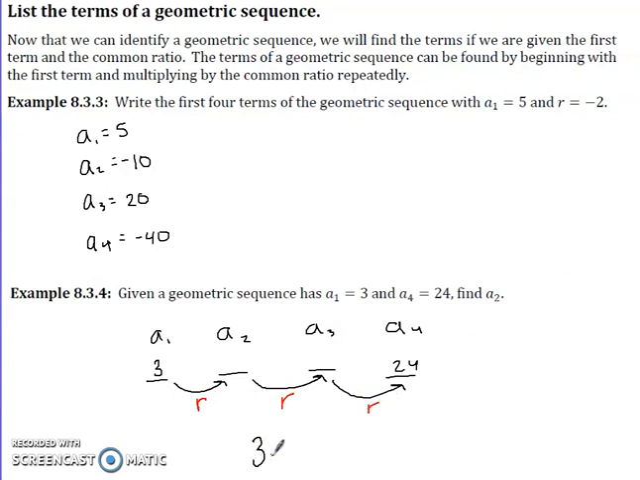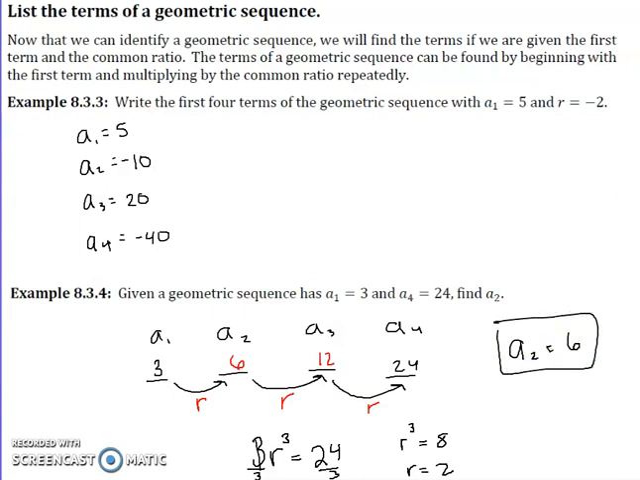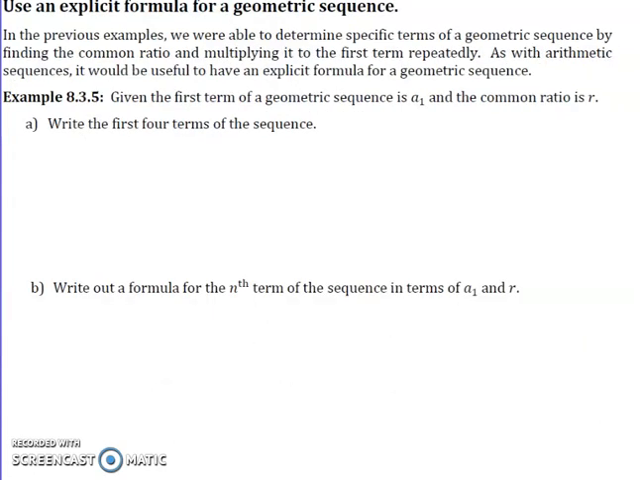So I can write the equation 3 times r to the third power is going to equal 24. And this is an equation that we can solve. I'll start by dividing by 3. So r to the third power is 8, meaning that r is going to be 2. So my common ratio is going to be 2. So 3 multiplied by 2 is 6, times 2 is 12, times 2 is 24. So sure enough, that common ratio makes sense, and A2 would have to be 6. All right, go ahead and pause the video again and try these next couple on your own.